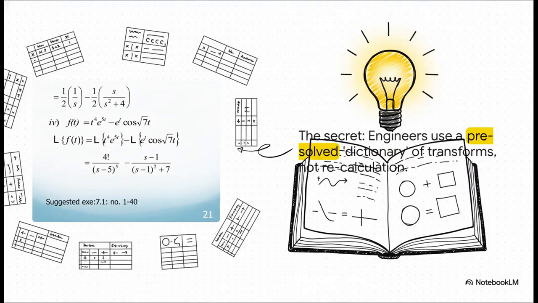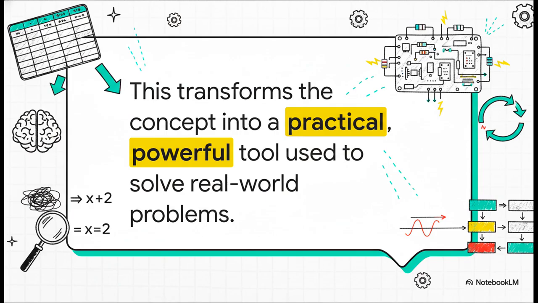And here it is, the big aha moment. The secret is nobody actually does this from scratch every time. Instead, they use a table, a pre-calculated dictionary that just translates all the common functions from the t domain straight to the s domain. All the hard work has already been done for us. And that is what makes all the difference. Using a table of transforms changes the whole game. It takes what we just did, that super tedious multi-step calculation, and turns it into a simple lookup.